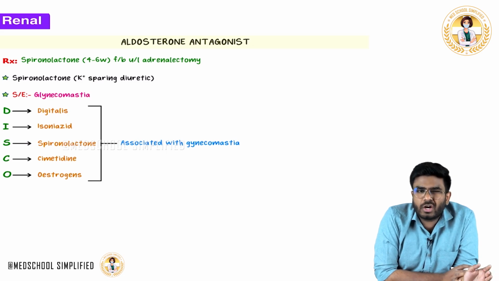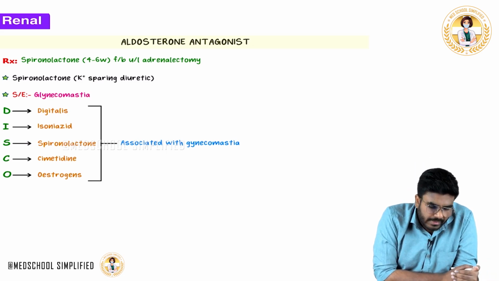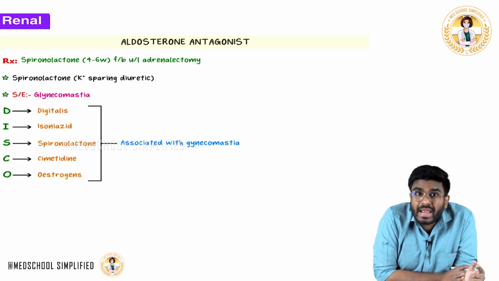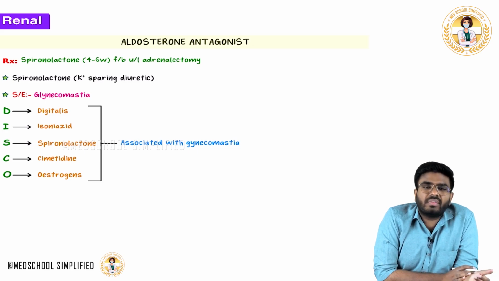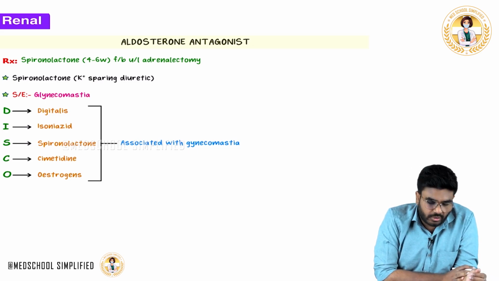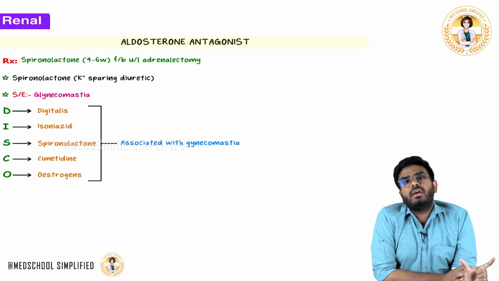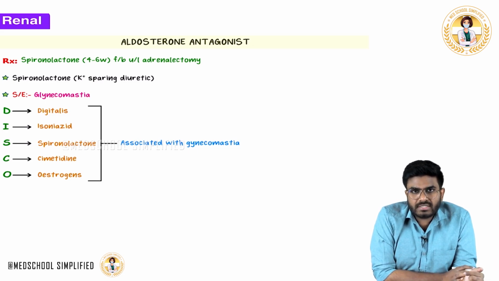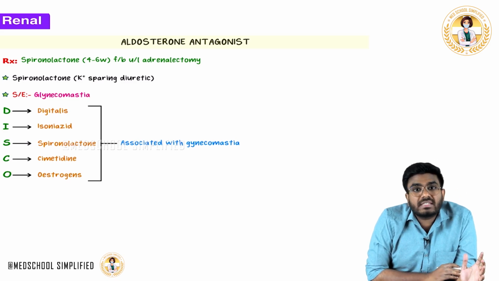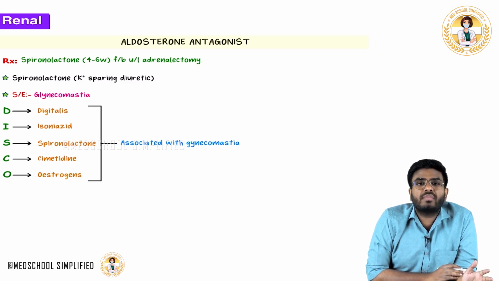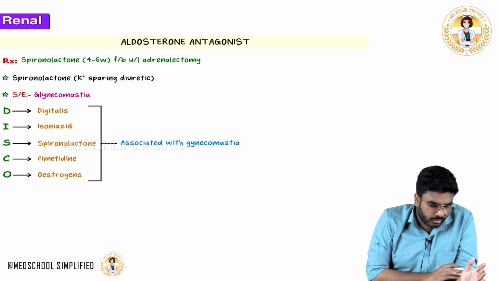Why? Because spironolactone is not only a potassium sparing diuretic and aldosterone antagonist, but it is also an anti-androgen. Because of that, it develops breast in males, so gynecomastia. Here itself, I want you to know an important mnemonic called DISCO. These are the DISCO drugs, and all of them are going to cause gynecomastia as a side effect.